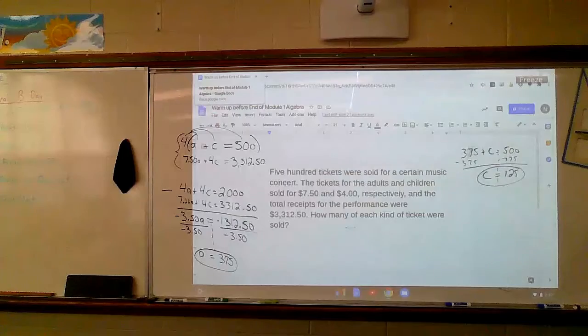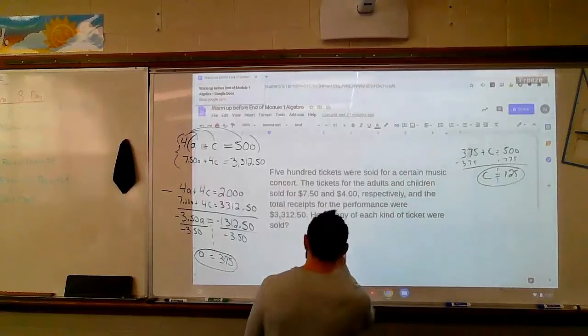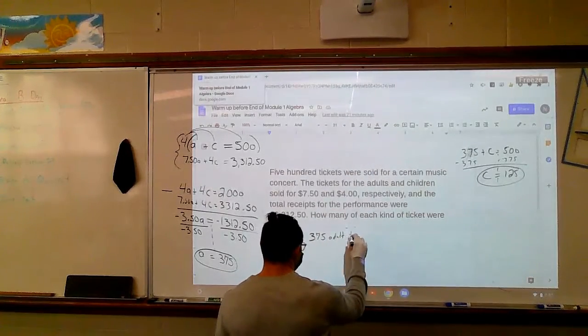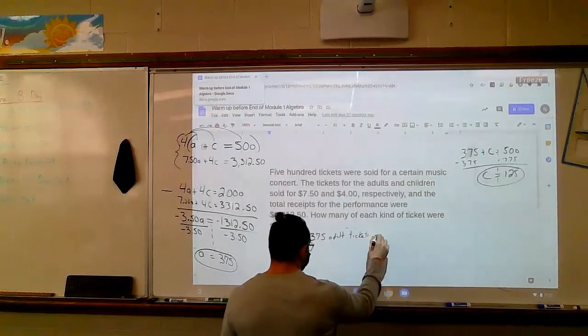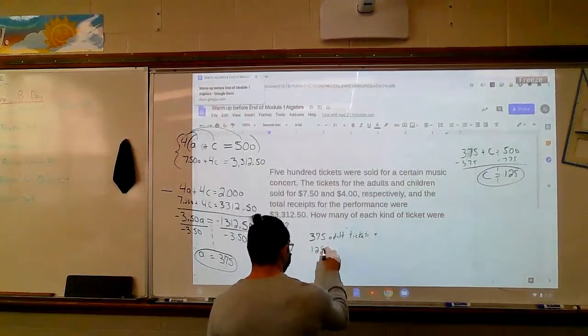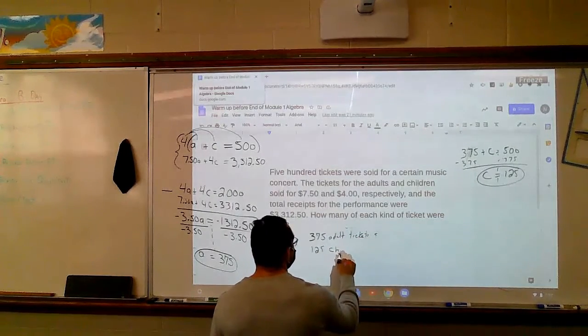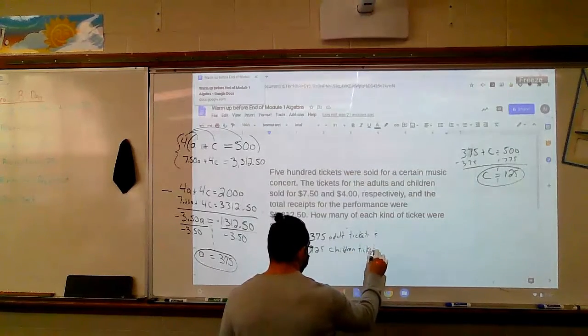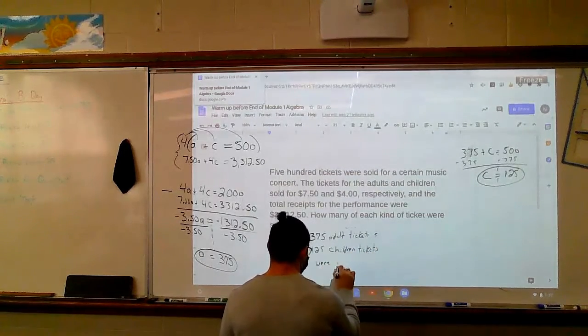Okay, now this is different from what we've been doing. This is a word problem, this is a real life problem. Does the question ask for an ordered pair? No, it says how many of each kind of ticket were sold. I would say 375 adult tickets and 125 children tickets were sold.